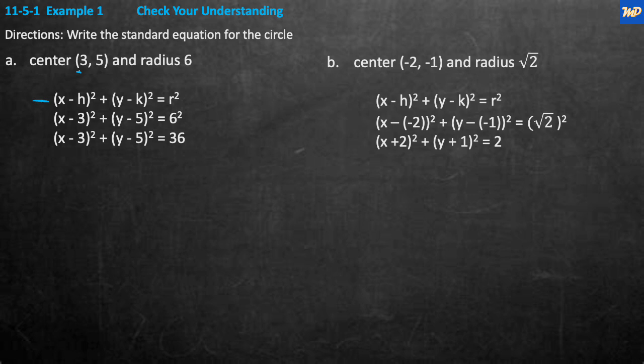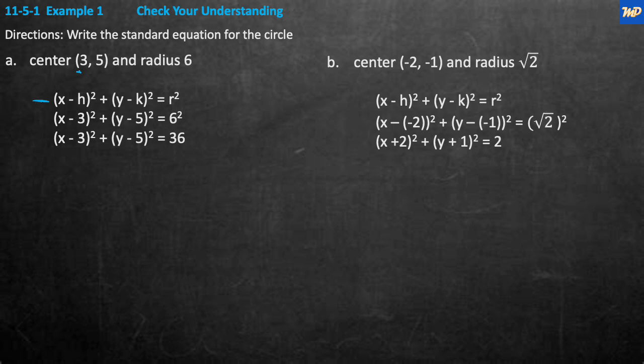So it's (x minus 3) squared plus the quantity (y minus k), and k is the y term right here, 5. So it's (y minus 5) squared equals 6 squared. And then when we finish this and complete it, it's (x minus 3) squared plus (y minus 5) squared is equal to 36.